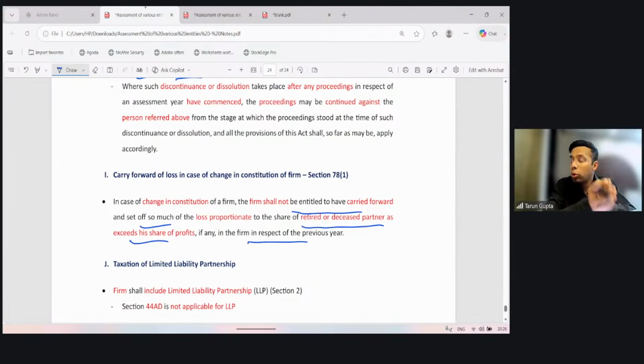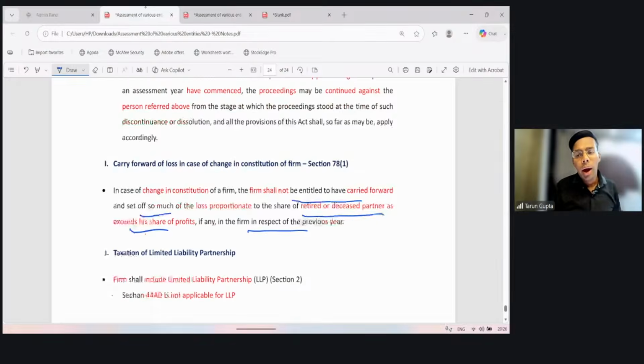So if there is a loss to the firm, such loss is carried forward by the firm only, not by the partner. So one thing is clear, the assessee has to be the same. Who has incurred the loss shall carry forward the loss. Generally, this is the general principle. So if there is a change in constitution of the firm, the loss of the firm shall be carried forward by the firm only. But it says if there is a change in constitution, then the loss attributable to the share of the retiring partner shall not be allowed to be carried forward by the firm. This is as per section 78.